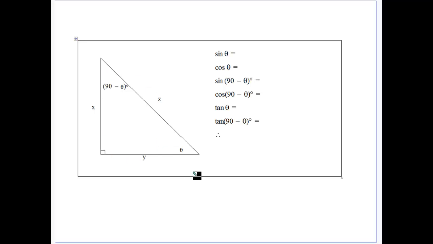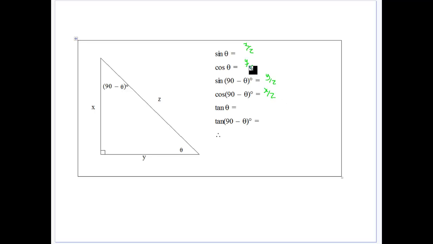So the other relationships we want to see is a situation where we've got theta and three sides: our opposite side x, our adjacent side y, and our hypotenuse z. And for 90 minus theta, the opposite side is y and the adjacent side is x. So sine of theta would be equal to x on z. For cosine of theta, y on z. So sine of 90 minus theta would be y on z, and cos of 90 minus theta would be x on z.